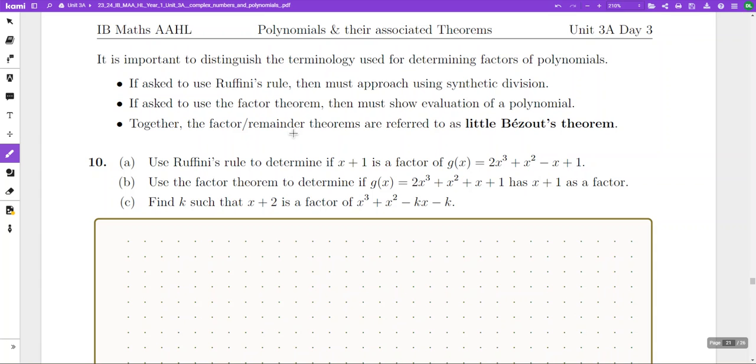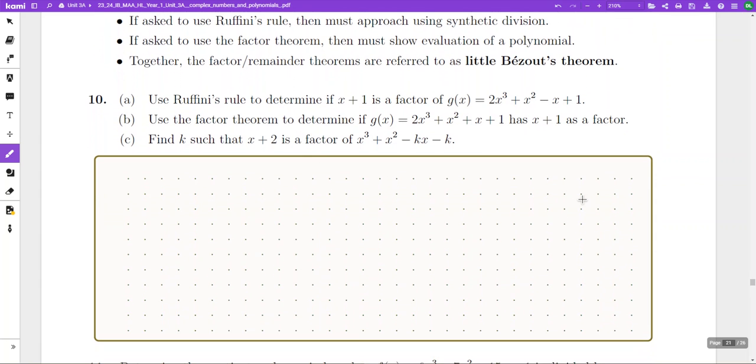So let's look at how we might apply it. All right. So the first one, use Ruffini's rule. So we have to do synthetic division. So I want to see, is x plus 1 a factor? So I'm going to set up with my -1, coefficient of x cubed, coefficient of x squared, coefficient of x, and my constant. If I bring down the 2, multiply, add, multiply, add, multiply. There we go. So what does this tell me?